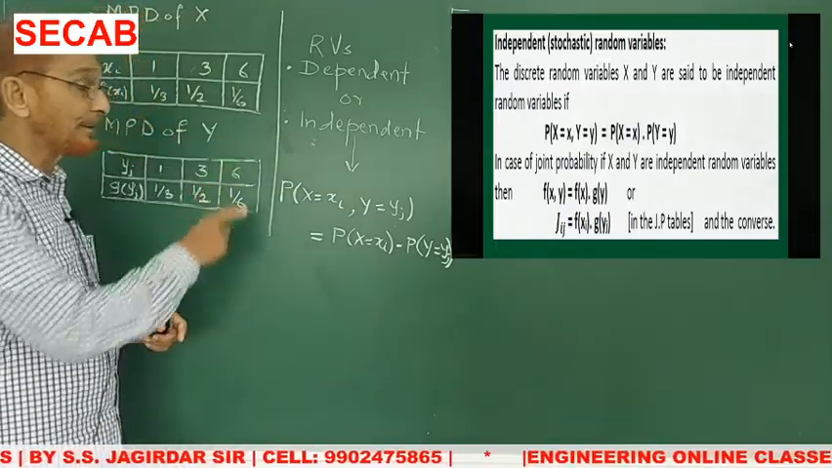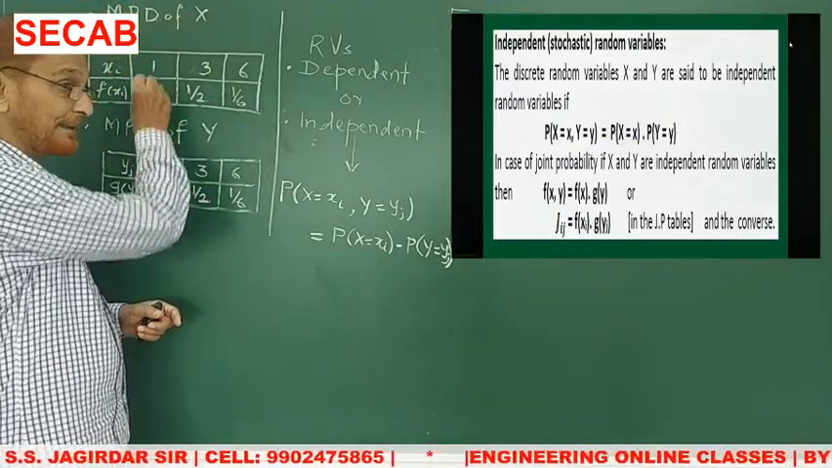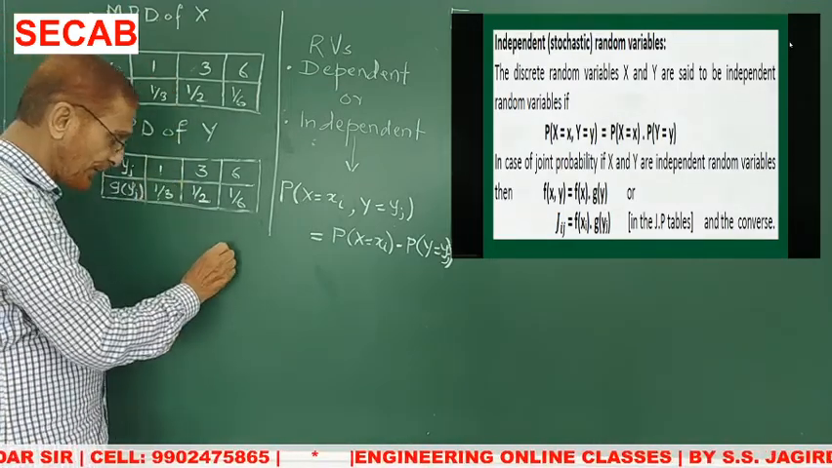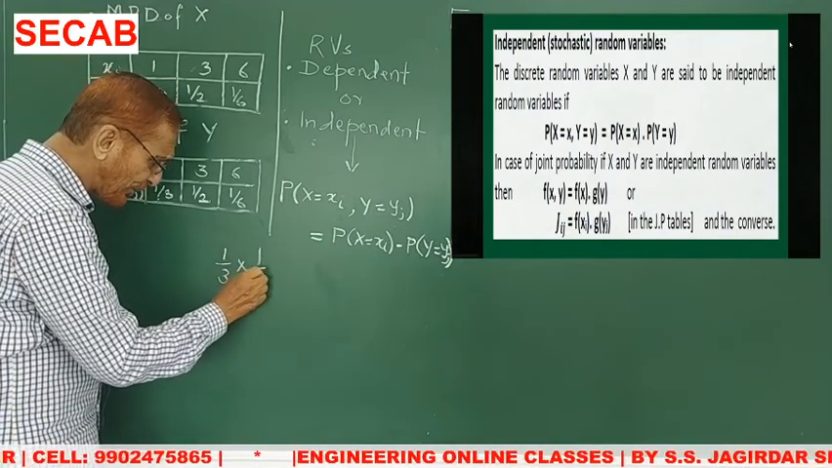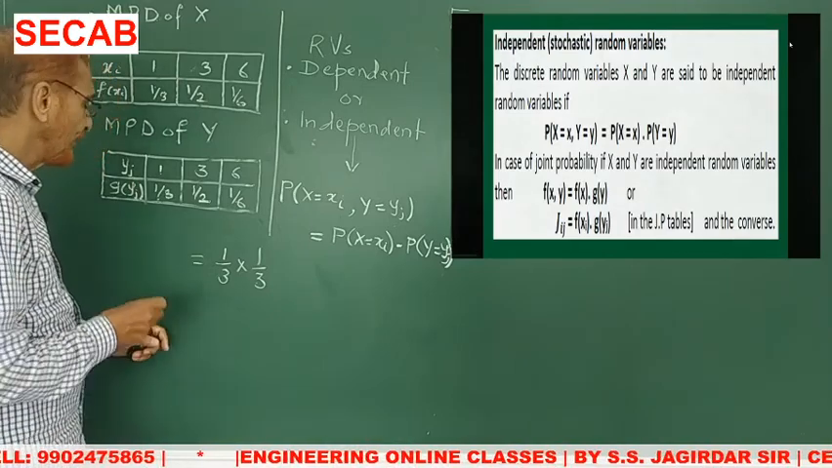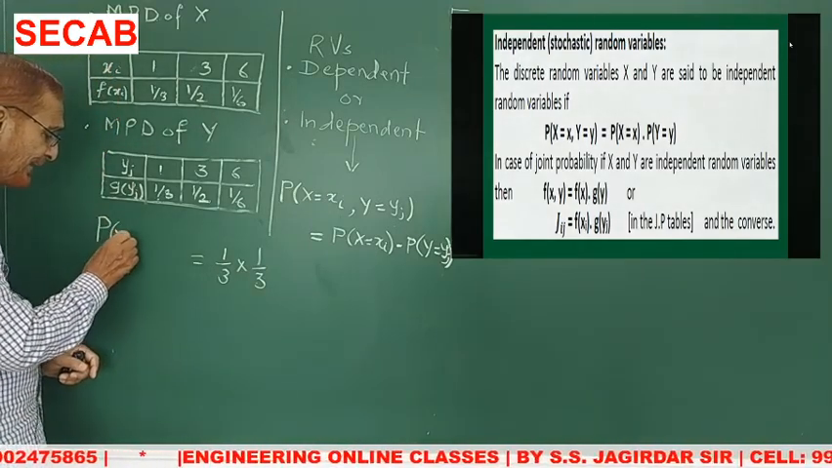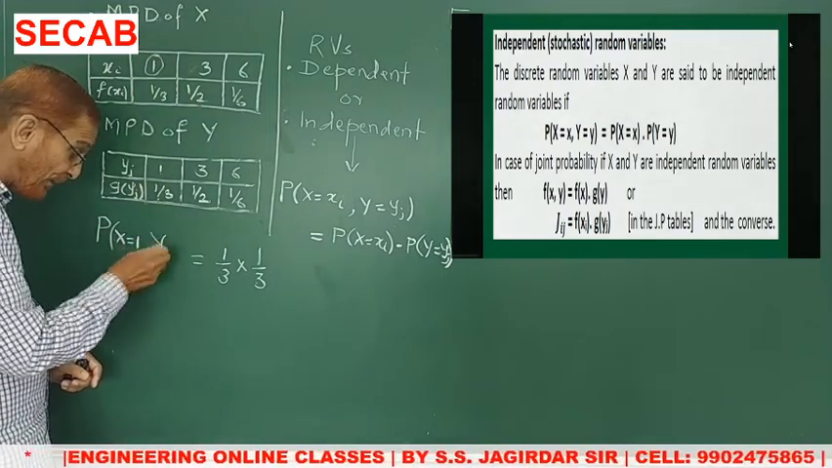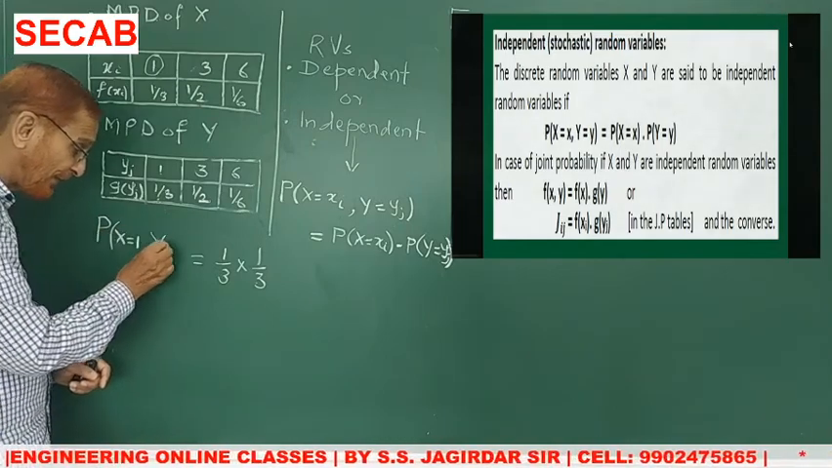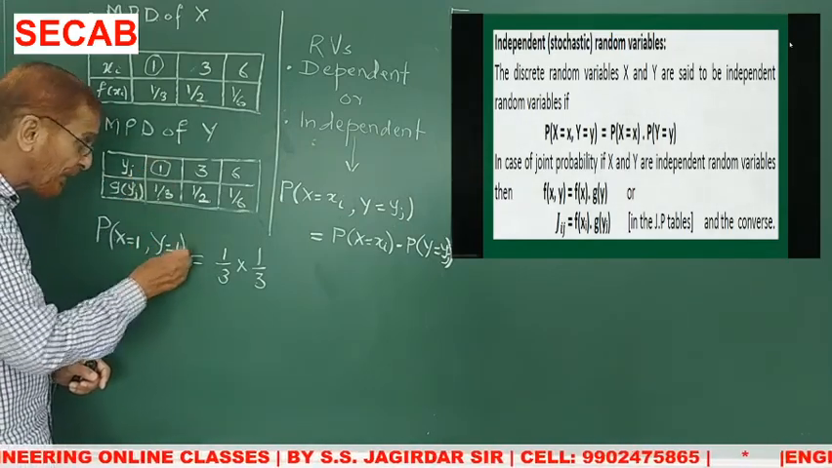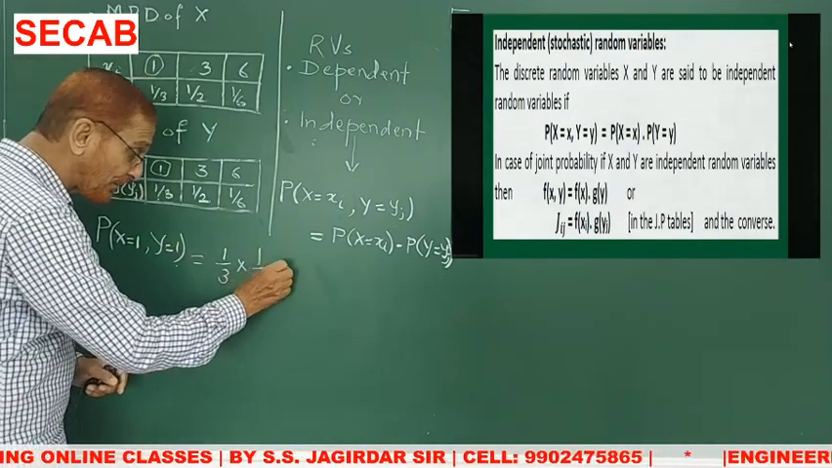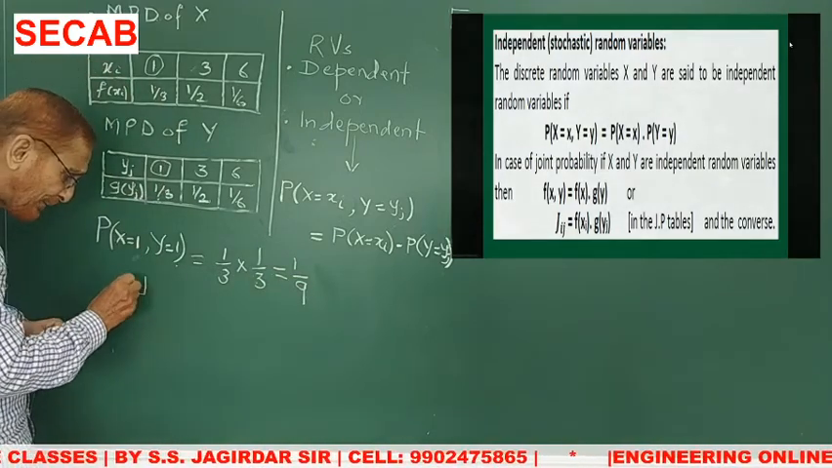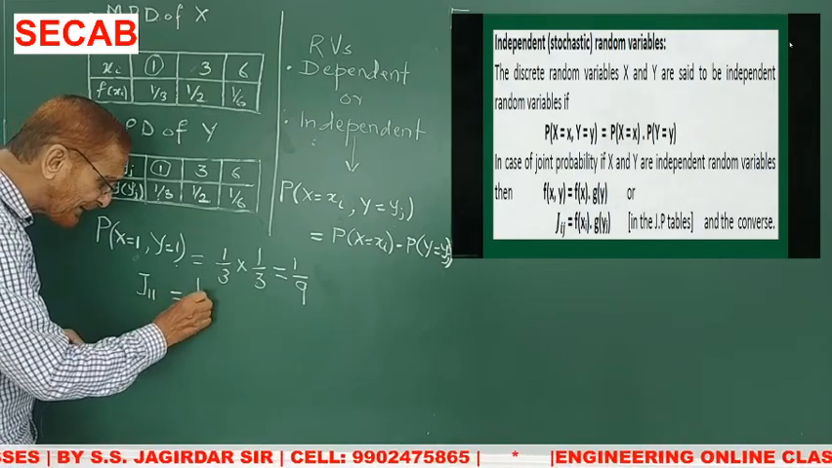So when you multiply these, for example, when you take first 1 upon 3 into 1 upon 3, what are you multiplying? You are multiplying the probability when x is equal to 1 and y is also equal to 1. Then this probability must be 1 upon 3 times 1 upon 3, which is 1 upon 9. But you know that this probability is nothing but J11. That means J11 is equal to 1 upon 9.